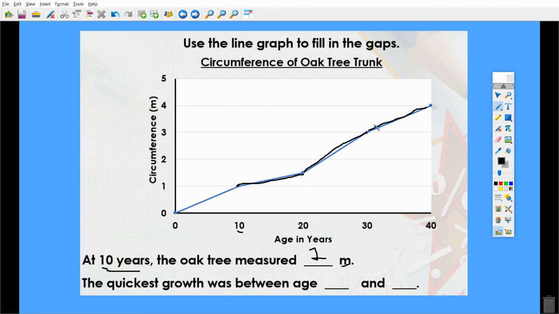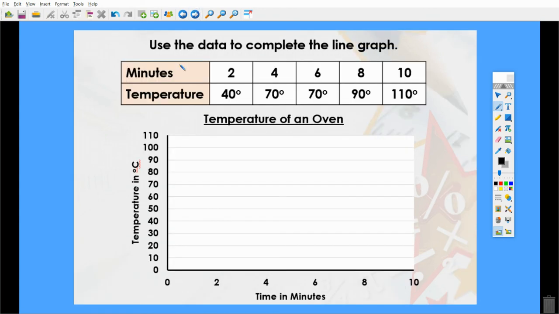So in which ages did it grow the most? It grew from the ages of 20 to 30. That's when it grew the most, the quickest. From here to here, because there's a great big line.